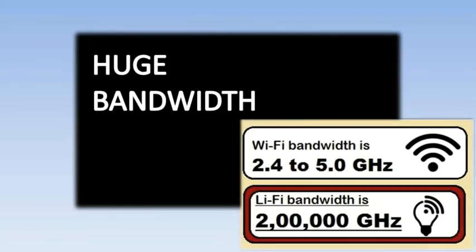Wi-Fi is capable of using radio frequencies ranging from 2.4 to 5 GHz only. Hence, it provides a low bandwidth. The frequency of Li-Fi is 2 lakh GHz. Hence, it offers a huge bandwidth.